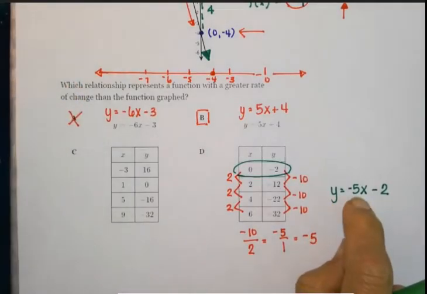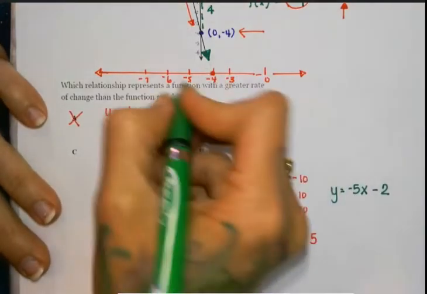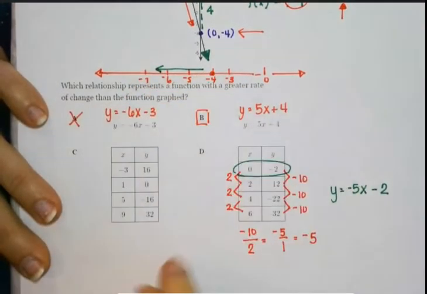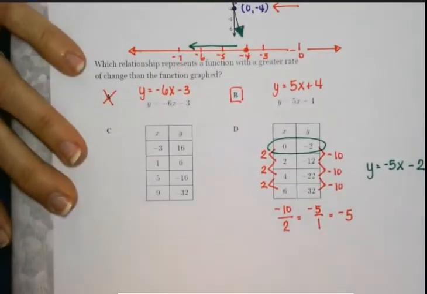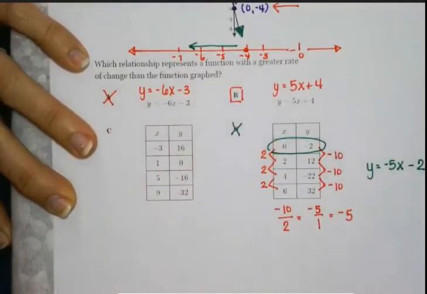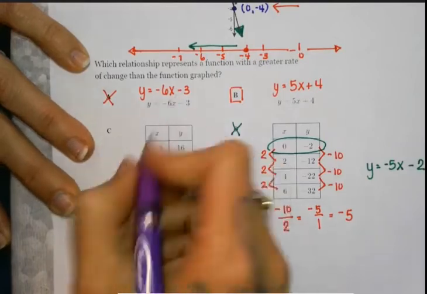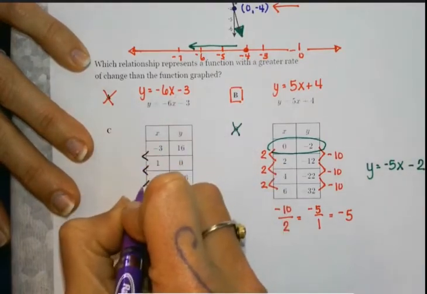Negative 5 is not greater than negative 4. Again, it's going in that wrong direction. It's going in the left direction. Last but not least, make sure you have multiple answers. So D's out. I'm going to go from negative 3 to 1, 1 to 5, and 5 to 9.